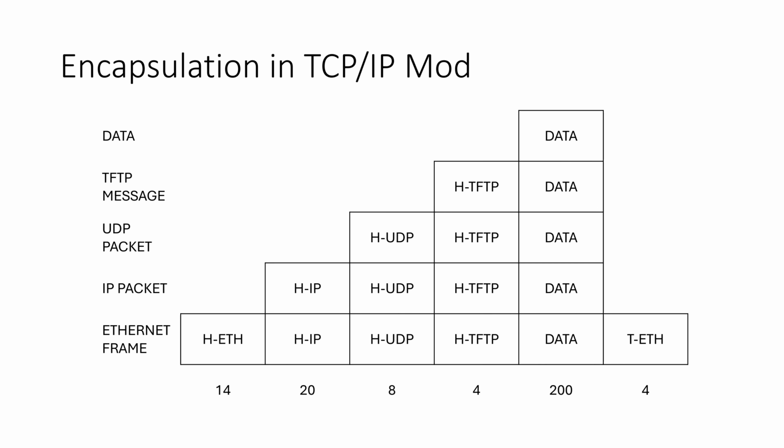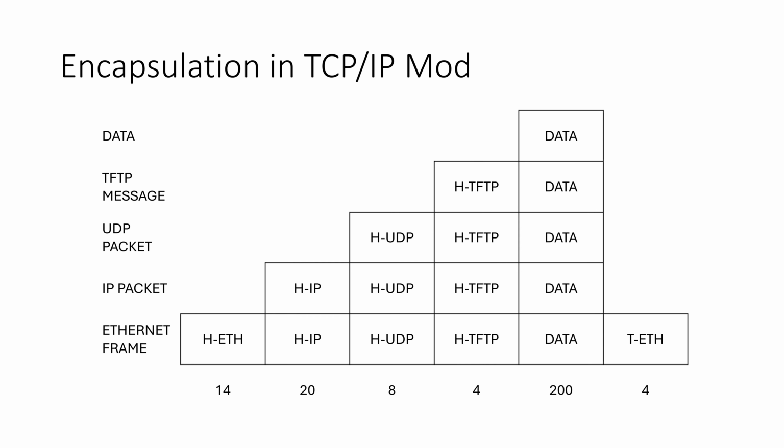Why is this necessary? Because each layer in the TCP/IP model performs a specific job. The transport layer, for example, needs port numbers to identify which application sent the data. The internet layer requires IP addresses for routing. The network access layer needs hardware addresses and framing details. So, to do this, each layer encapsulates the data it receives by adding a header containing the information it needs.